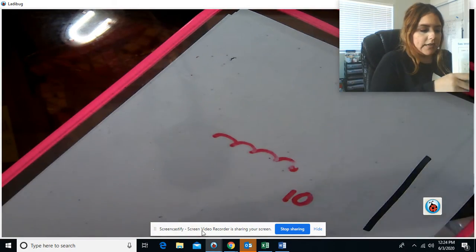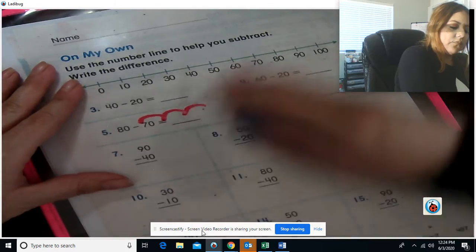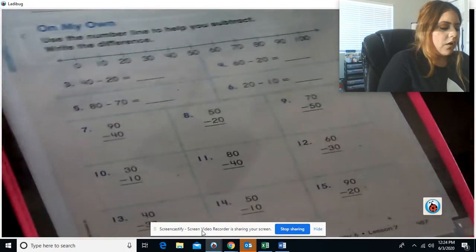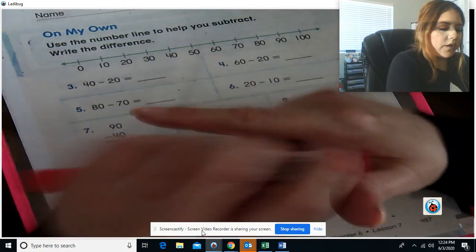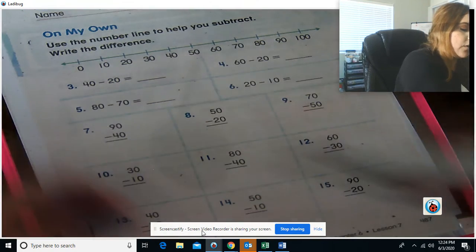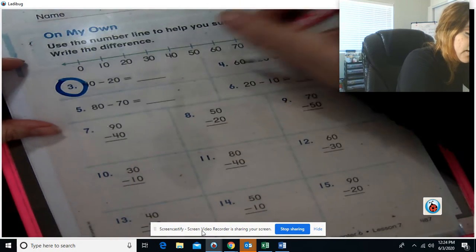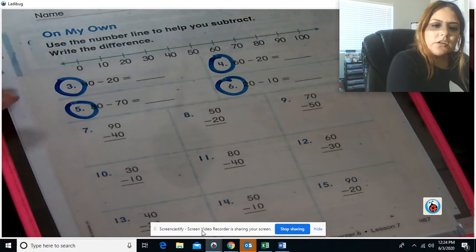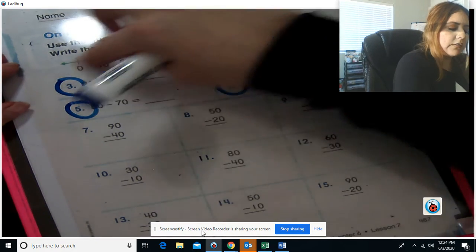Page 487. So for numbers 3, go ahead and circle these because you're going to work on these on your own. 3, 4, 5, and 6. You're going to do these on your own using this number line.